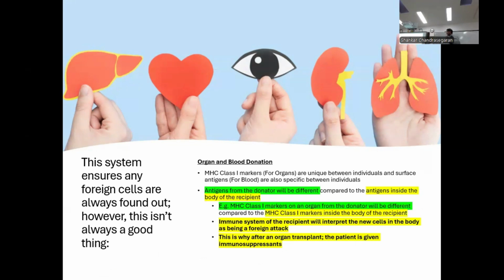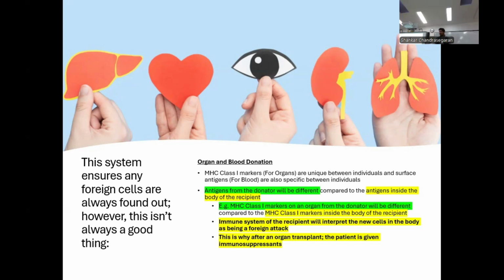So let's talk about organs first. With our organs, there's definitely an MHC class 1 marker antigen on them. And that means that they are also unique between different individuals, right? We all might have MHC class 1 markers between us, but they're still different between different populations. Sometimes it can be so different that you literally have to look for a perfect match before you can have it, because if you don't have a perfect match in terms of your antigens, then the antigens from the donor will be different compared to the antigens inside the body of the recipient.